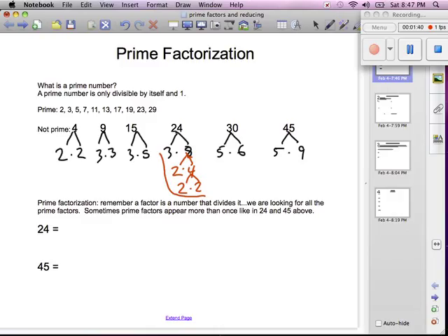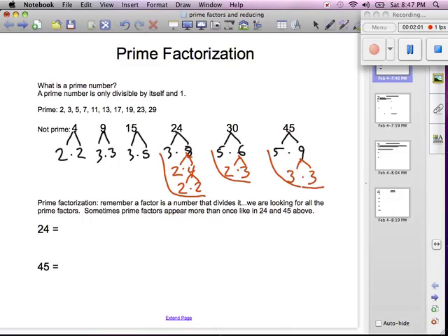In 30, it's true that 5 times 6 is 30, but 6 is not prime, so let's do it again. Now these are all prime. 5 times 2 times 3. And 5 times 9 is 45, but 9 is not prime, so we'll do it again. 3 times 3. Now these are all prime.